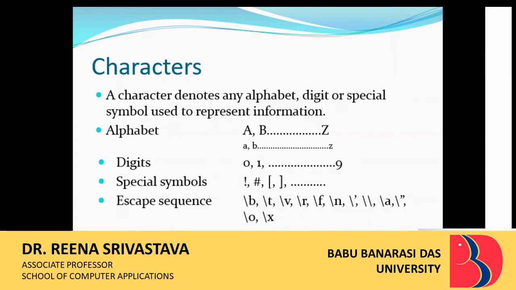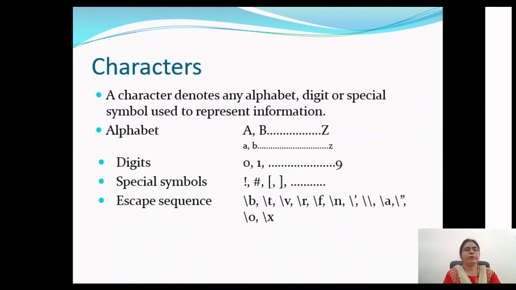Slash o is to represent the octal numbers and slash x is to represent the hexadecimal number. Normally, when we write a number, it is understood that it is a decimal number. If we want to specify that it is an octal number or a hexadecimal number, then we specify it with the help of slash o or slash x.